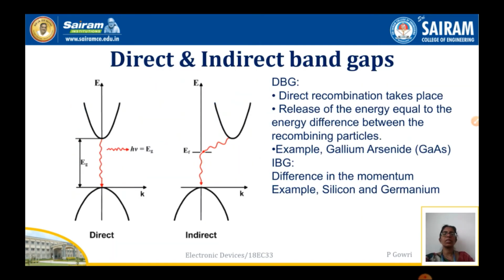So the next topic we will be discussing is direct and indirect band gap. We have the band structure of gallium arsenide, which has a minimum in the conduction band and a maximum in the valence band for the same value of K. K is called the electronic propagation constant, also called the wave vector.